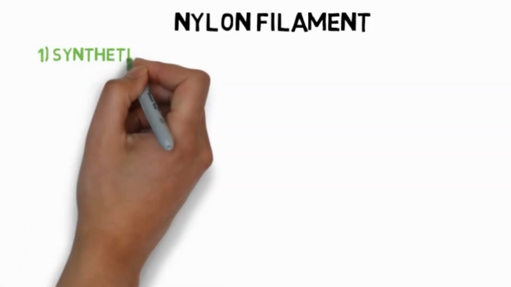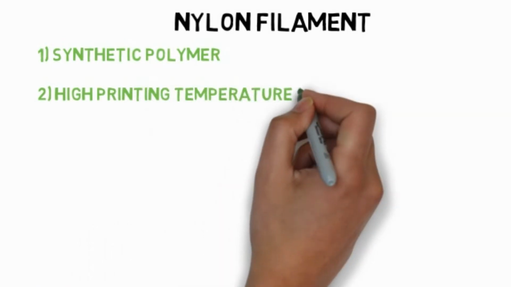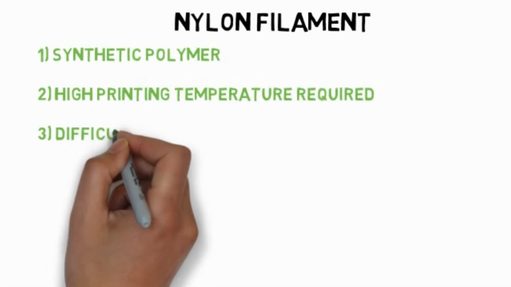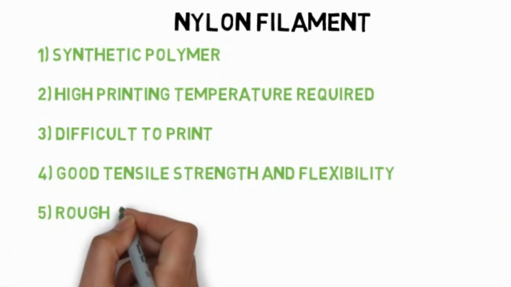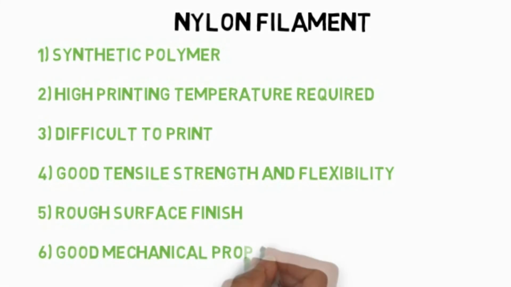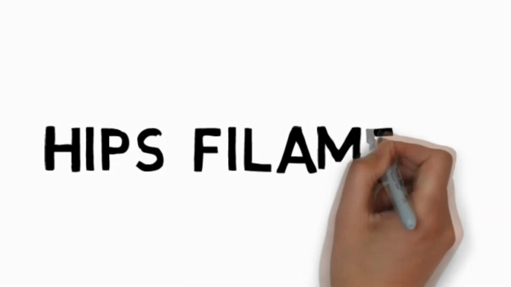The next we have nylon filaments. As you know, nylon is a synthetic polymer. It requires high printing temperature. It's difficult to print like ABS, but it has good tensile strength and flexibility and very good mechanical properties, but poor surface finish.